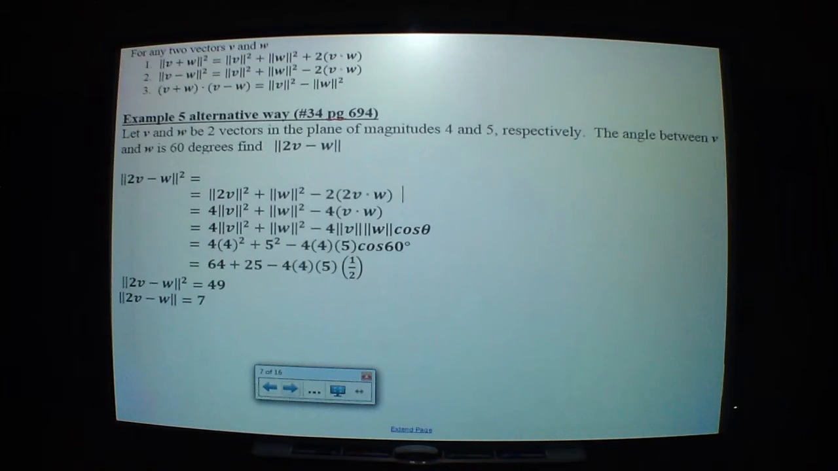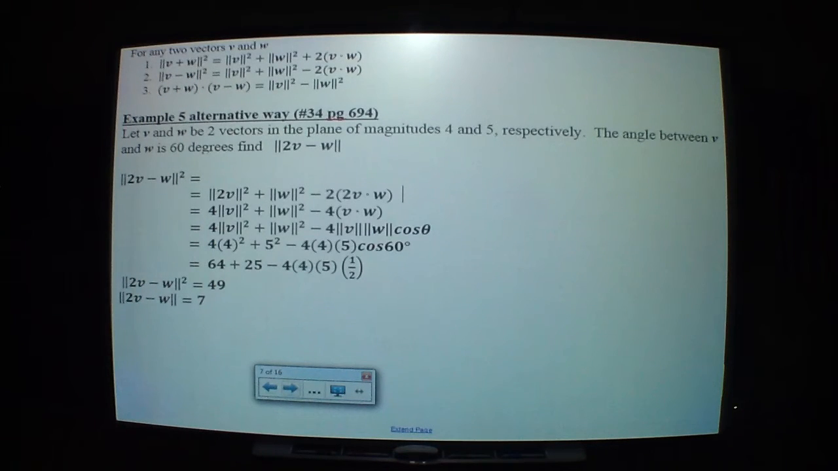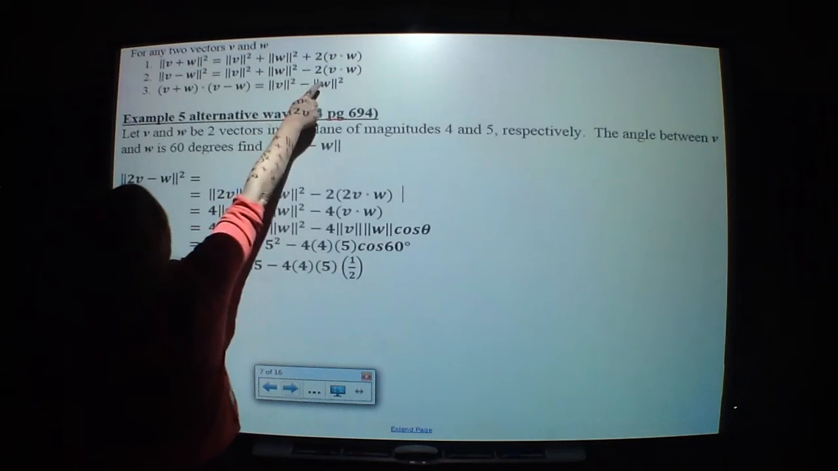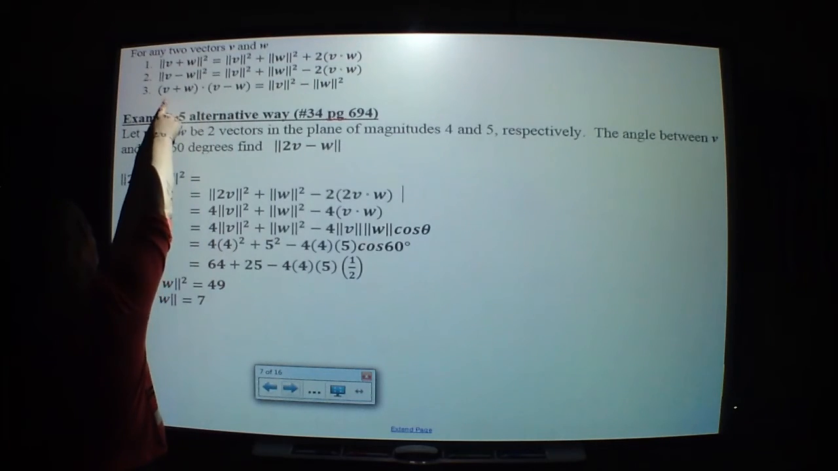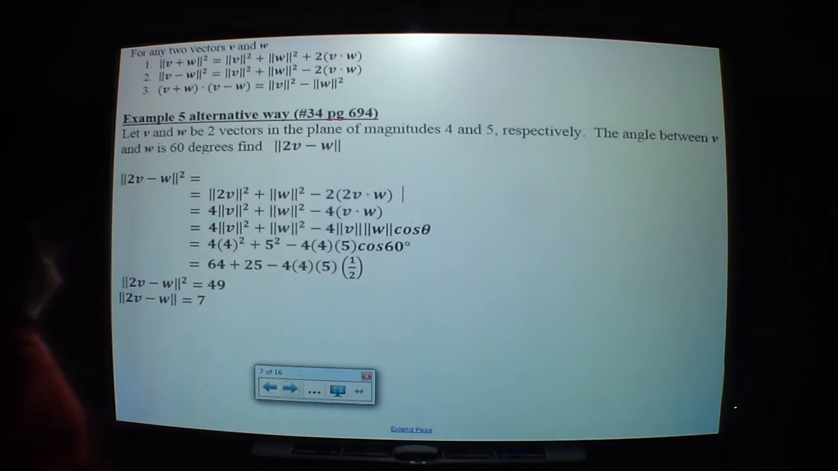Another way to do that same problem is if you want to memorize: the magnitude of V plus W squared is equal to the magnitude of V squared plus the magnitude of W squared plus 2 times the dot product of V and W. The subtraction is the same thing. And V plus W dot product V minus W is equal to the magnitude of V squared minus the magnitude of W squared, okay?